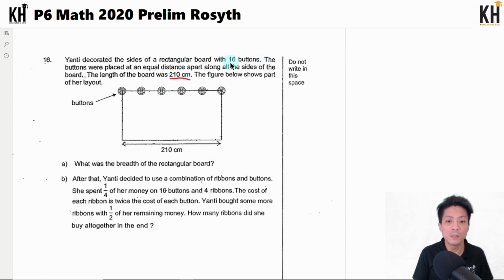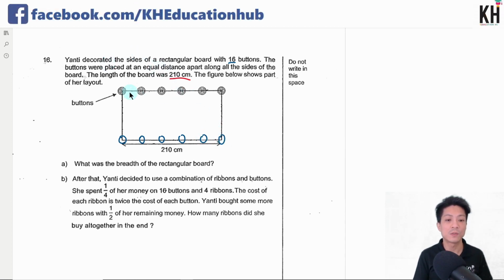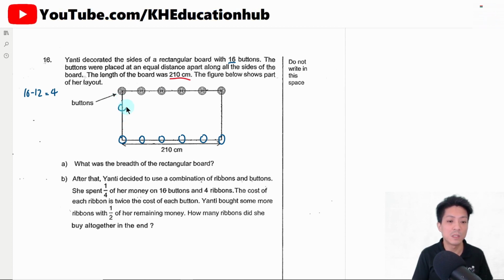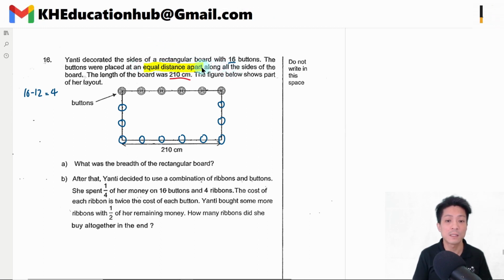Okay, so since she used 16 buttons, I'm gonna try and figure out. Okay, 1, 2, 3, 4, 5, 6. The buttons were placed at equal distance, right? So here there is already 12. 16 minus 12 is 4. So I can only have 4 more buttons, which means that the buttons must be 1, 2, 3, 4. Okay, so the other key factor that you must realize is this. The buttons were placed at equal distance apart along all the sides, okay?